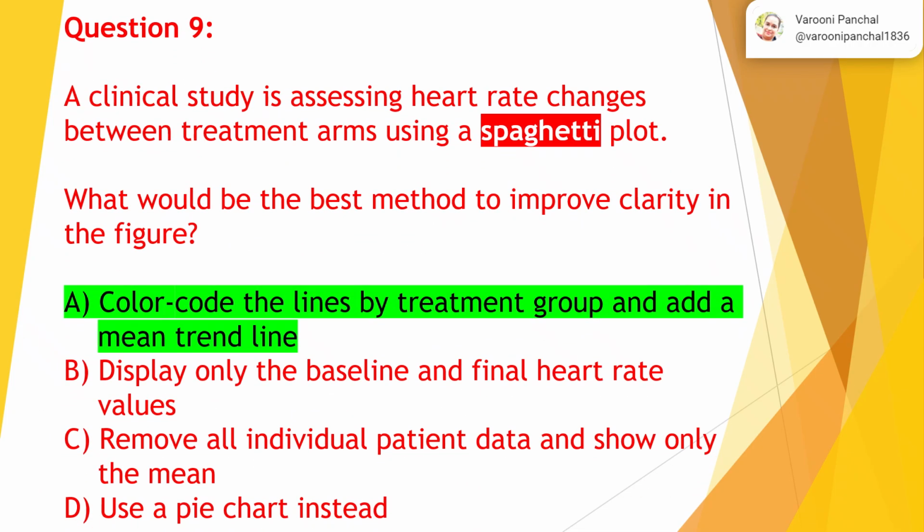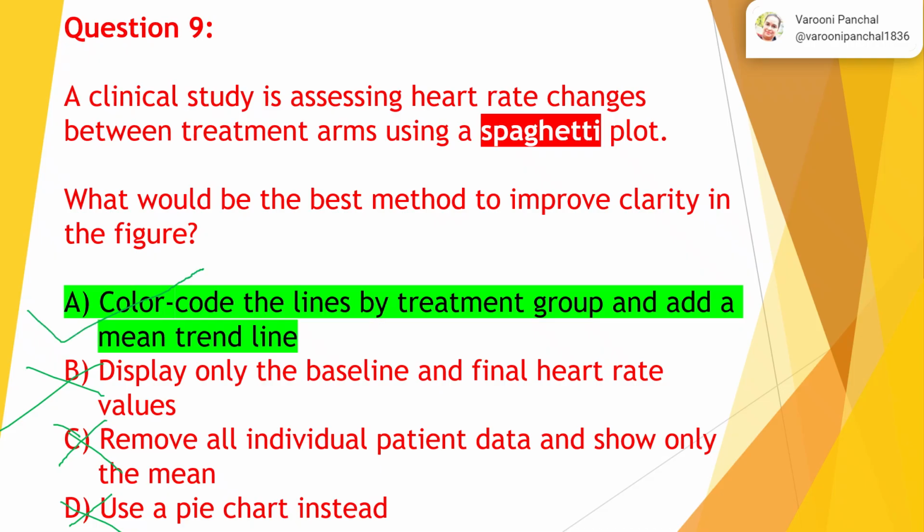Question 9. A clinical study is assessing heart rate changes between treatment arms using a spaghetti plot. What would be the best method to improve clarity in the figure? Option B, display only the baseline and final heart rate values. No, you have to display all the values. Remove all individual patient data and show only the mean. No, even this you cannot do, you cannot remove any kind of data from the figure. Use a pie chart. Now this has nothing to do with heart rate changes, right? So the correct answer is color code the lines by treatment group and add a mean trend line.